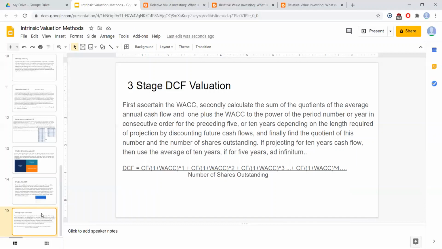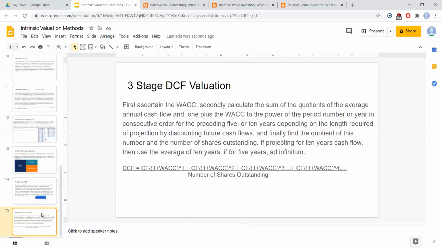Three-stage discounted cash flow valuation can be defined by the following process. We must first ascertain the weighted average cost of capital. Secondly, calculate the sum of the quotients of the average annual cash flow and 1 plus the weighted average cost of capital to the power of the period number or year in consecutive order for the preceding 5 or 10 years, depending on the length of projection required, by discounting future cash flows. And finally, find the quotient of this number and the number of shares outstanding.